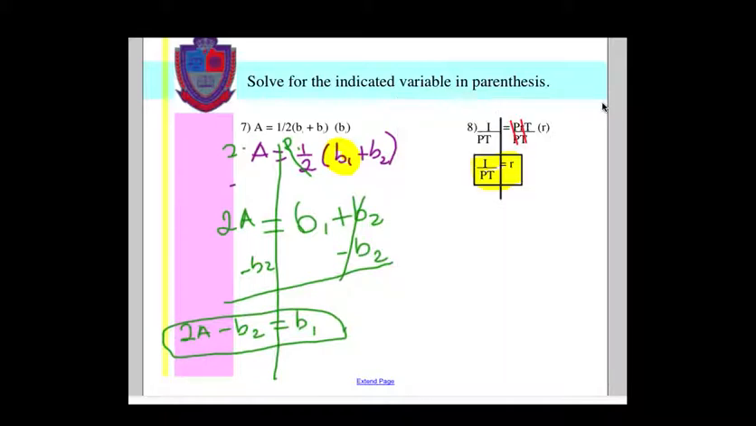You should get something that looks like that. Remember, I is equal to PRT. You want to get rid of P and T. Those are multiplying, so you do the inverse. Keep going. Try the last 2. Let's see how those go.